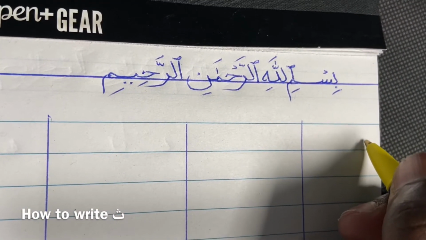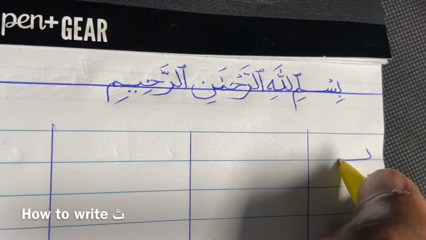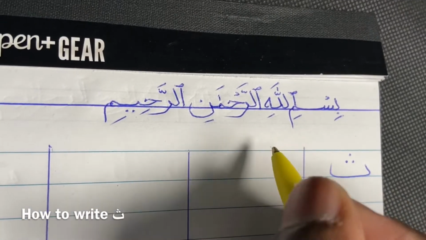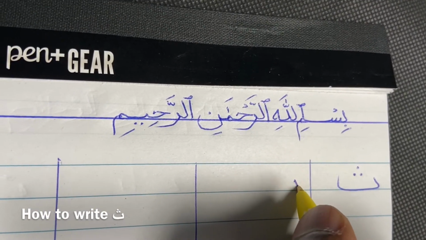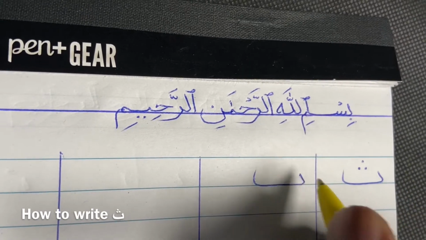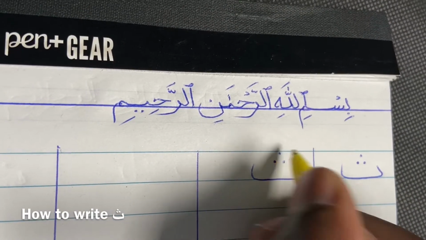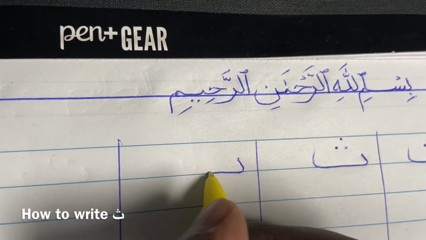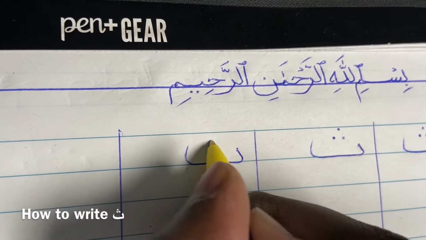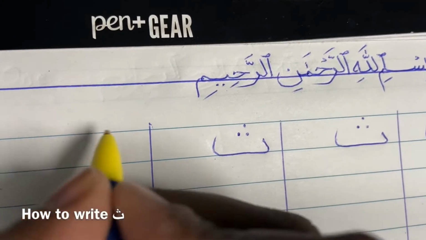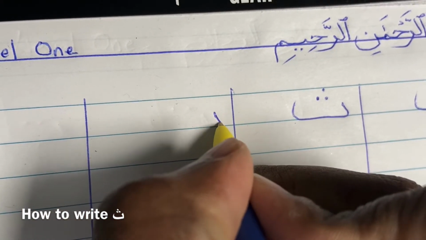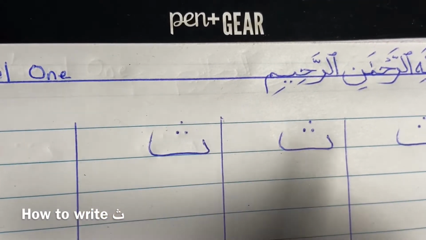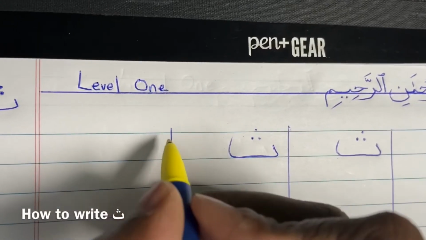So when you're writing tha, you're gonna start from the right side, stay on the line, and curve back up. Put 3 dots, say tha. Start on the line, follow the curve, back up, 3 dots, and say tha. Back on the line, curve, back up, 3 dots, tha.